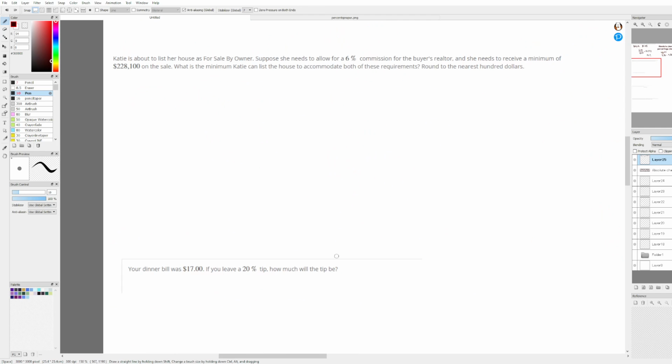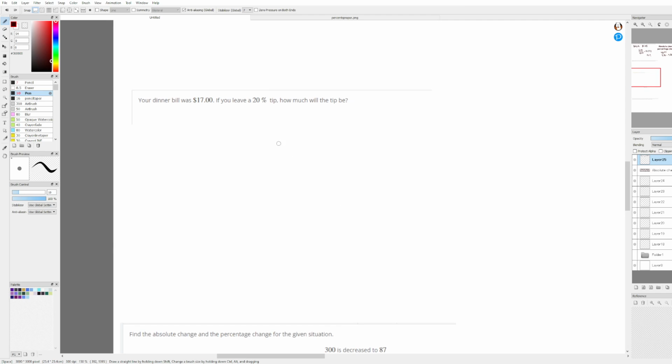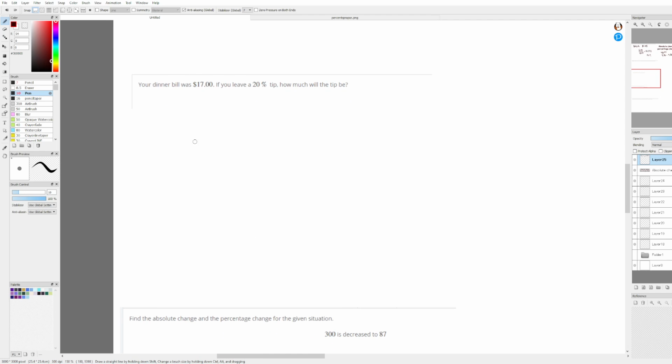This one, we'll move on to the 20% tip, and then we'll go back to that. This one says your dinner bill was $17. If you leave a 20% tip, how much will the tip be? So $17. If we do 10%, we can move the decimal over once, so $1.70 would be 10%. If we double that, it'll be 20%. So 1.7 times 2 is going to be 3.4, so $3.40 is going to be our tip.